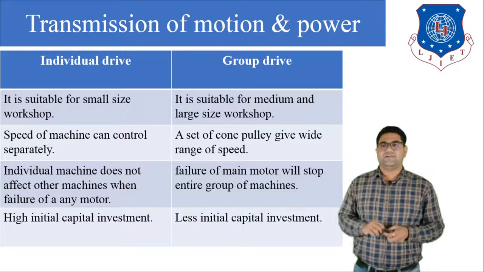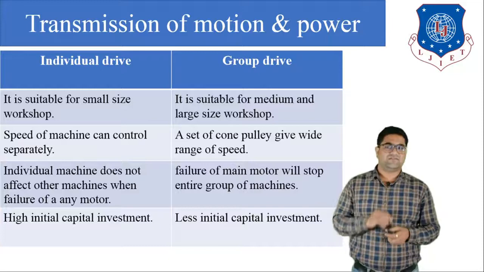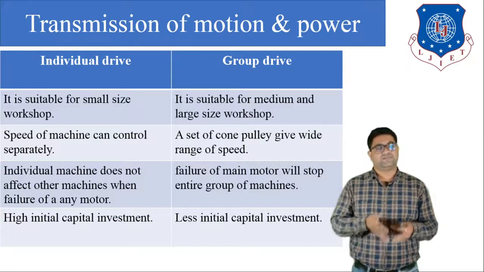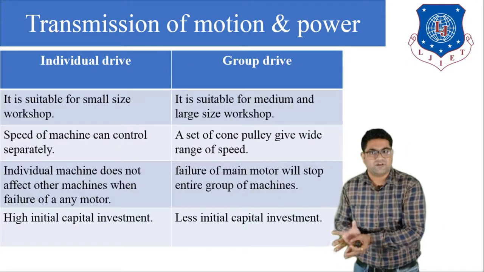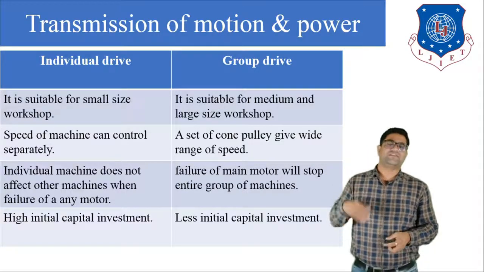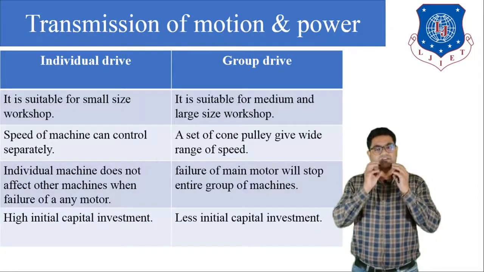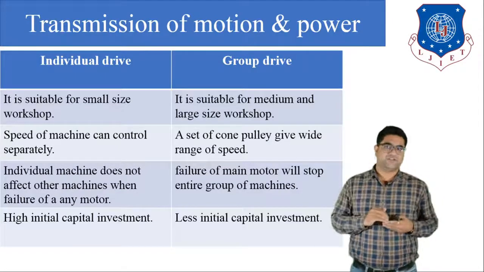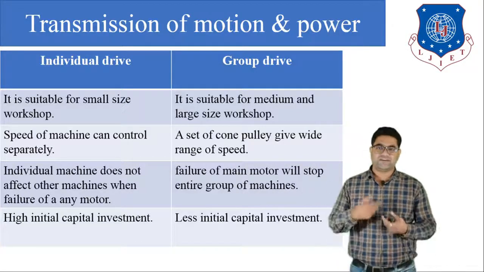Now our last point is that high initial capital investment is required in the case of the individual drive, and in the group drive less initial capital investment is required. Why? Because here each separate machine has a separate motor, so you have to purchase a larger number of motors. So the initial capital investment is high in the individual drive, but low in the group drive compared to the individual drive. So these are some basic differences between the individual drive and the group drive.